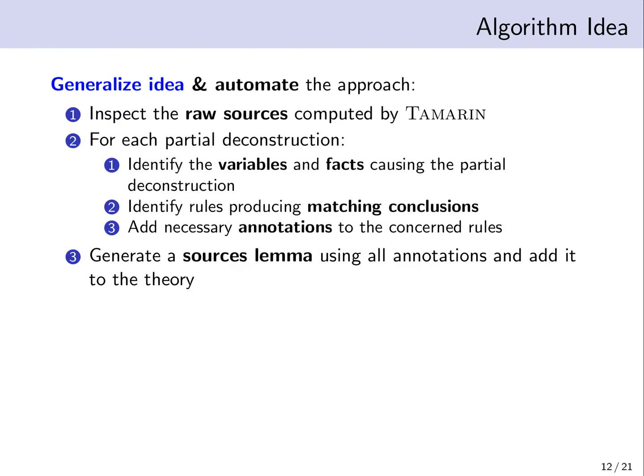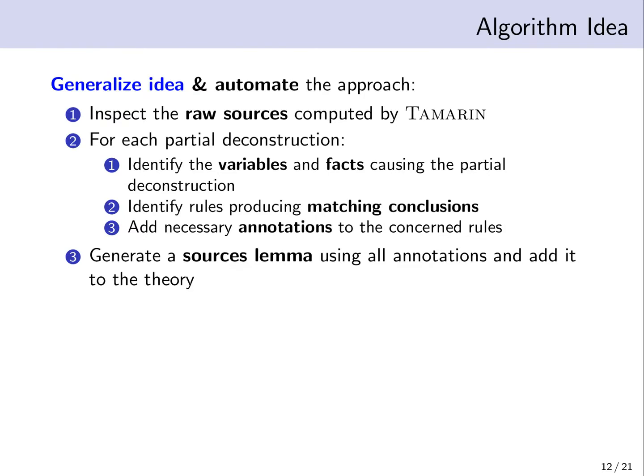The main idea of our technique is that we will inspect all the raw sources generated by Tamarin, and for each partial deconstruction we will identify the variables and the facts that cause the partial deconstruction, as I showed on the example. This is relatively simple because the variable is always the second to last value in the graph, and the facts we can identify just by looking at which facts contain this variable in question. Then we have to identify the rules that produce the matching conclusions. In this example it was very straightforward because there was only one other message. In general it's a bit more complicated, and I'll explain this in a second.